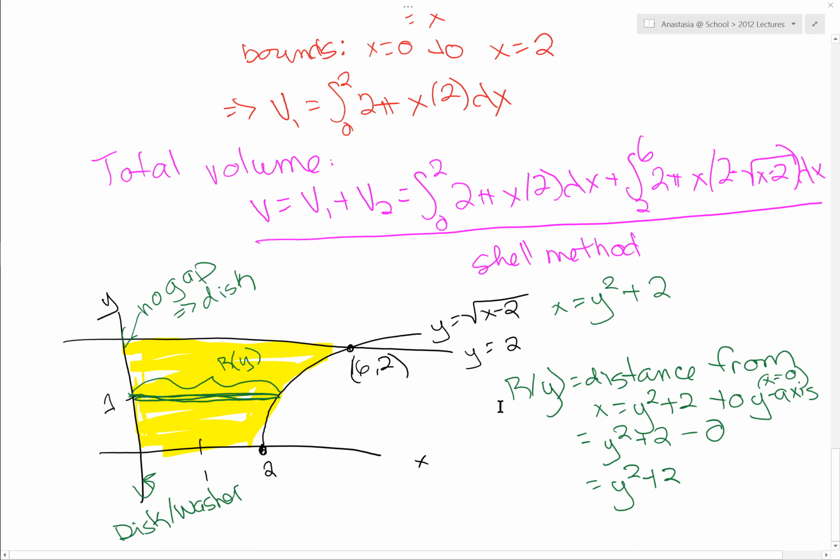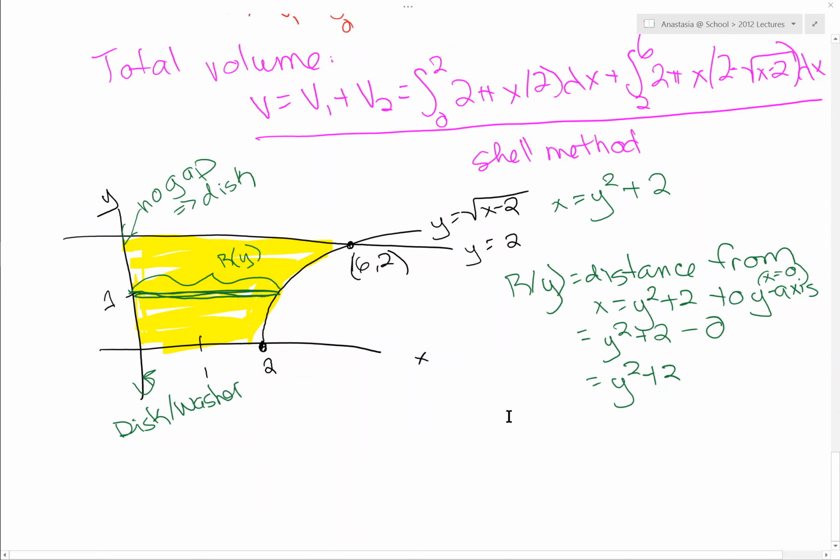Now I know this is considered a radius, but don't confuse it with the radius for the shell method, okay? It is found differently. Remember the wording, okay? So then we are talking about area of circles here. So we're going to need a pi r squared in our integral. We'll have pi big R of y, which is y squared plus 2, squared dy.